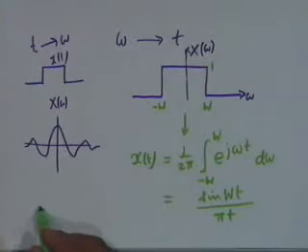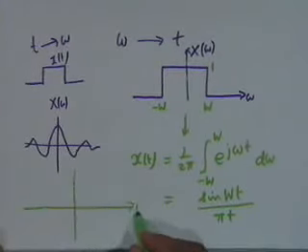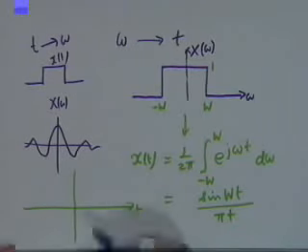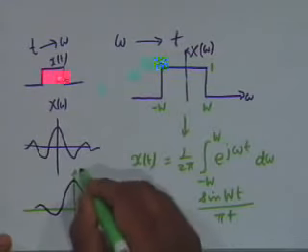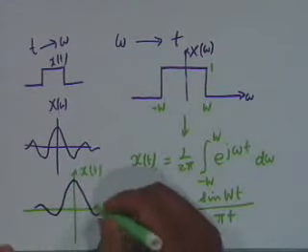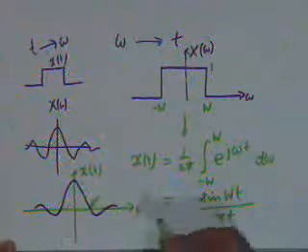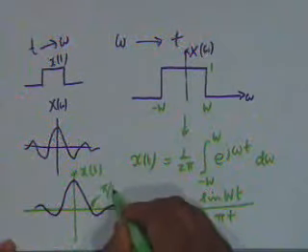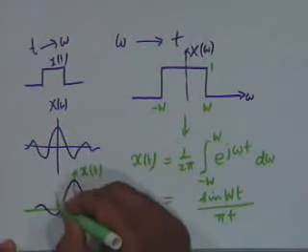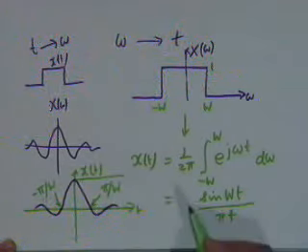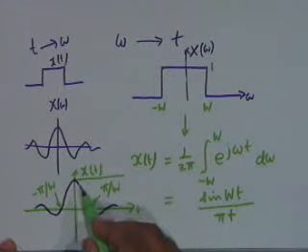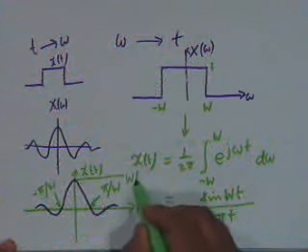That is, if I plot this versus t, then all that I get is a maximum, and then it ripples like a damped sinusoid. What I am plotting now is x(t) versus t. The first 0 occurs at pi by W, and this 0 occurs at minus pi by W. The maximum value, what is this? W by pi.